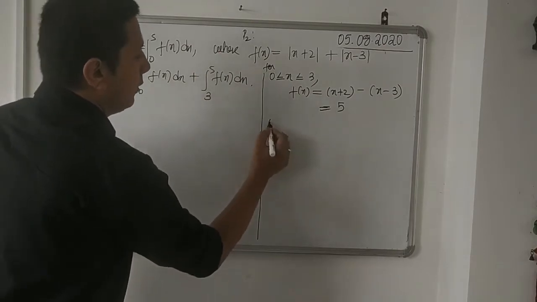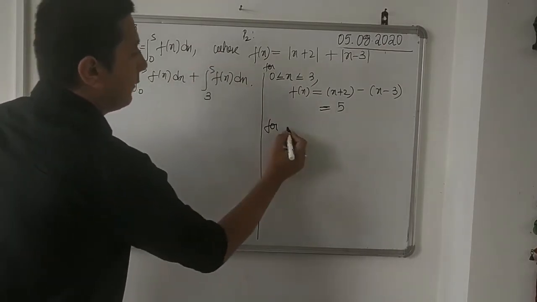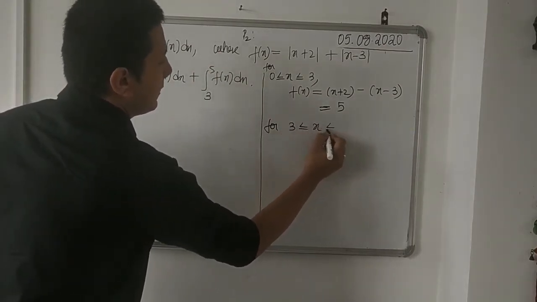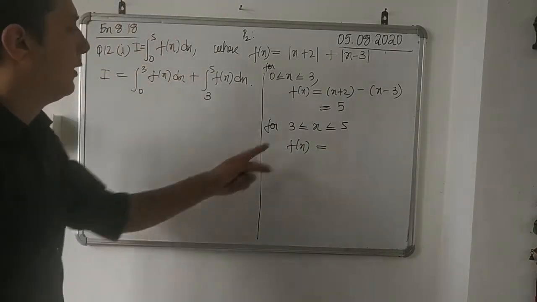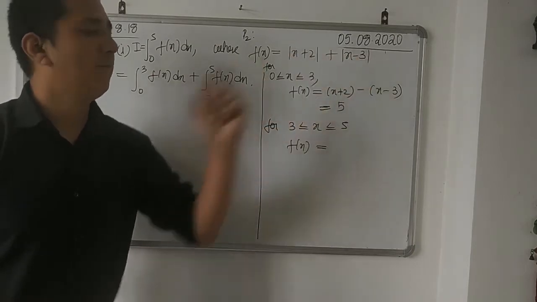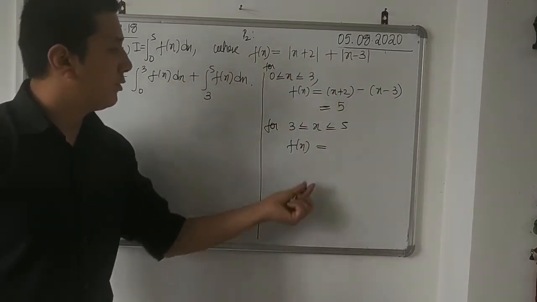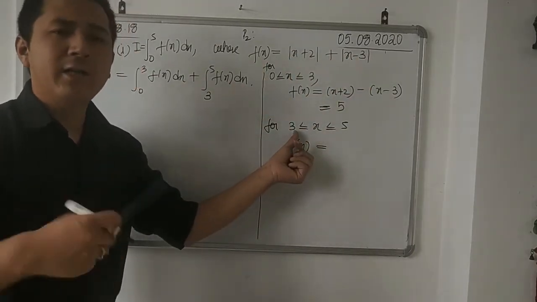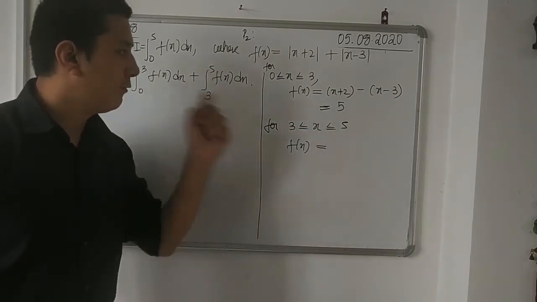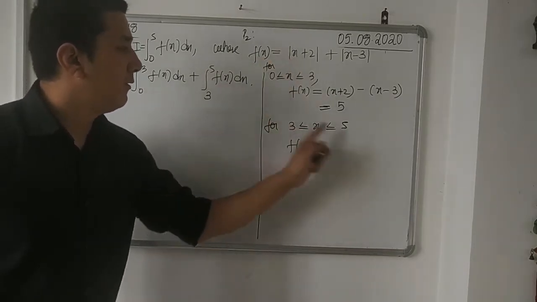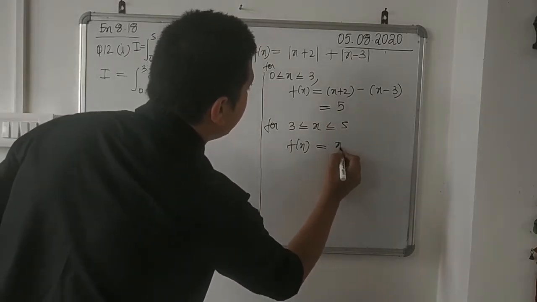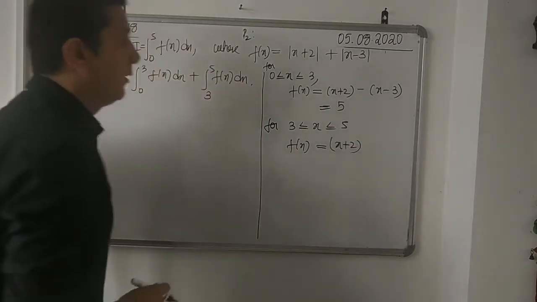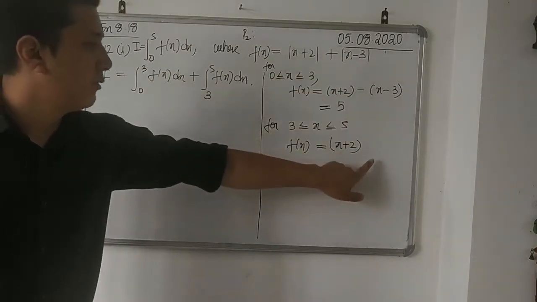Okay, now for which interval? 3 to 5. 3 ≤ x ≤ 5, f(x) is equal to, in the same way we will check for mod of x plus 2 and mod of x minus 3. So for mod of x plus 2, you put x equals 3 or any number in between 3 and 5. 3 you put positive, 4 positive, 5 also positive, so hence it will be x plus 2, right? Now I don't know whether it will be plus or minus sign, so I am not writing out here.